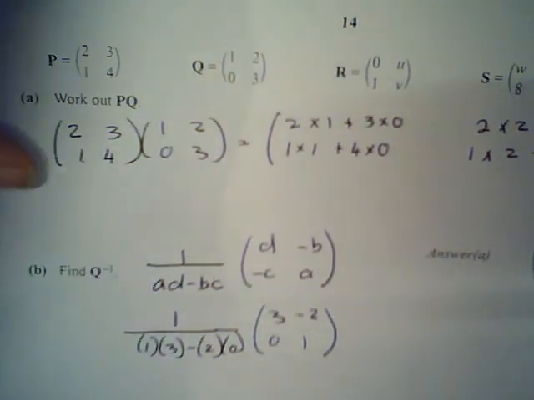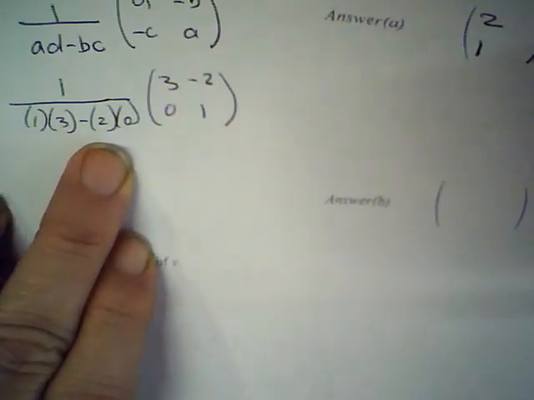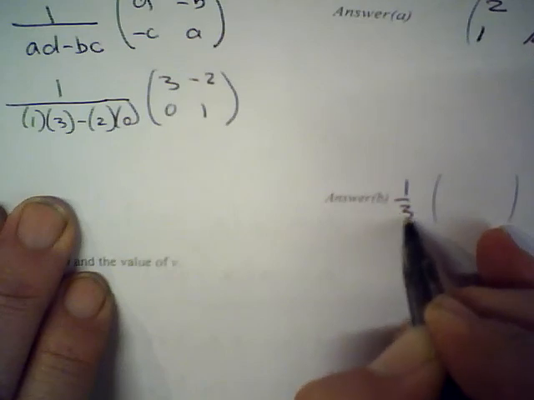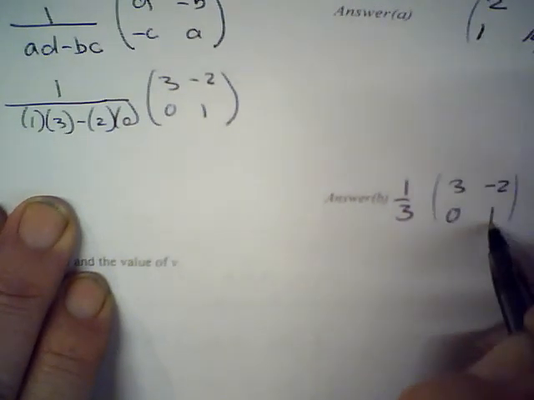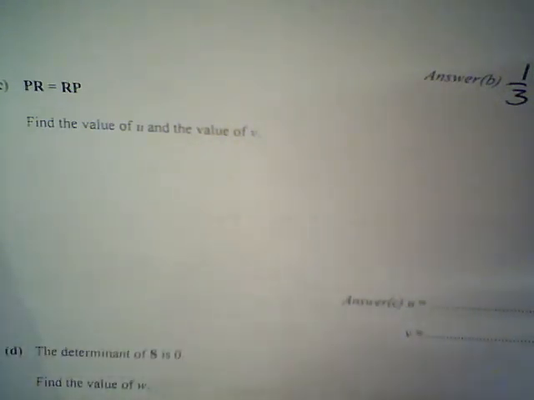So a third, 3 minus 0 would give us just a third. And the rest of the matrix stays as it is. Okay, good. Now they ask us the next question. This is a little interesting one. Okay, and we need to do a bit of calculations to work for that 3 marks.